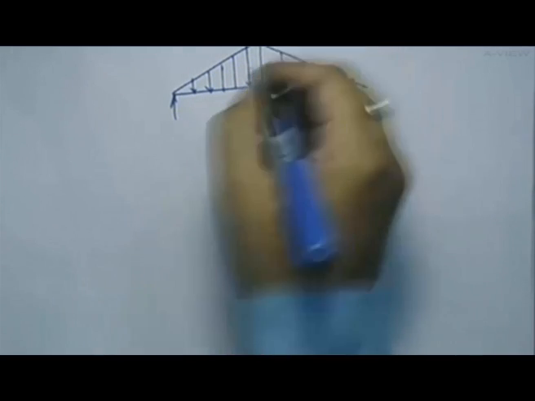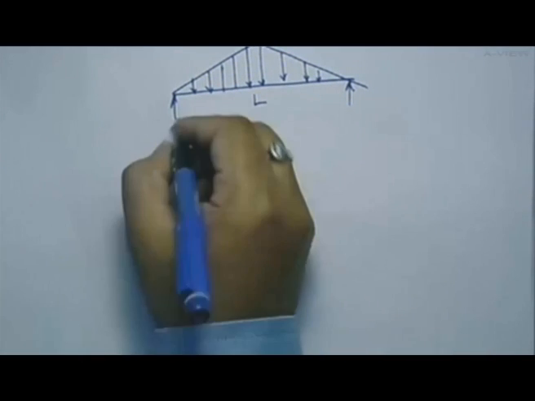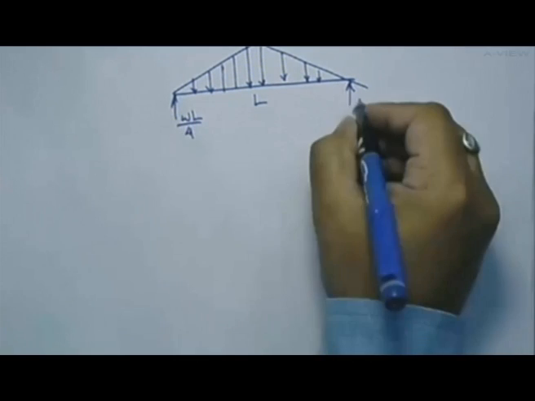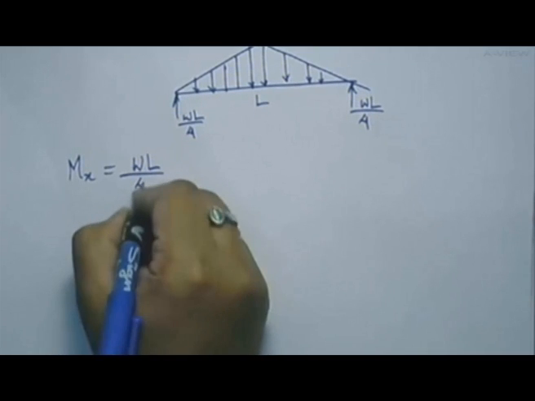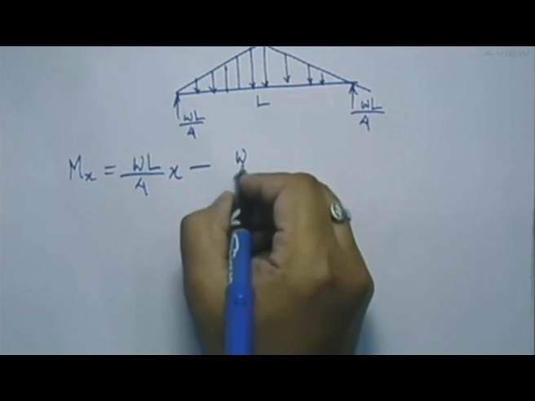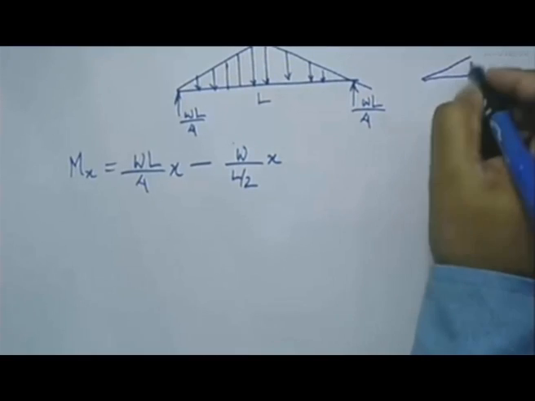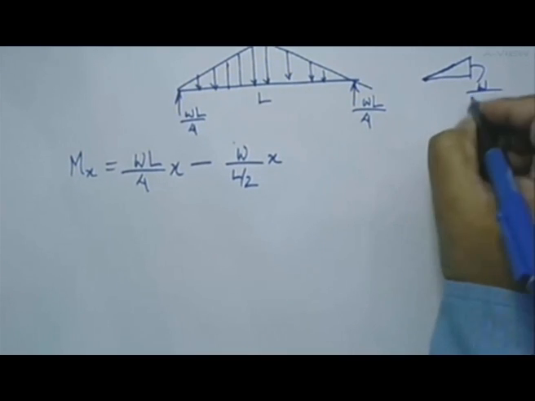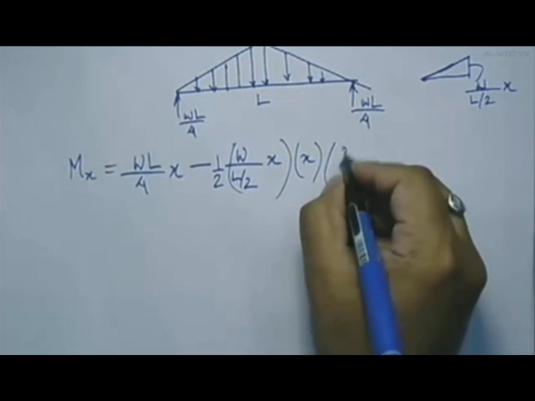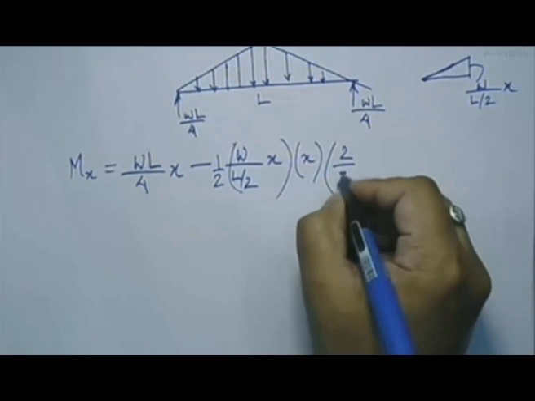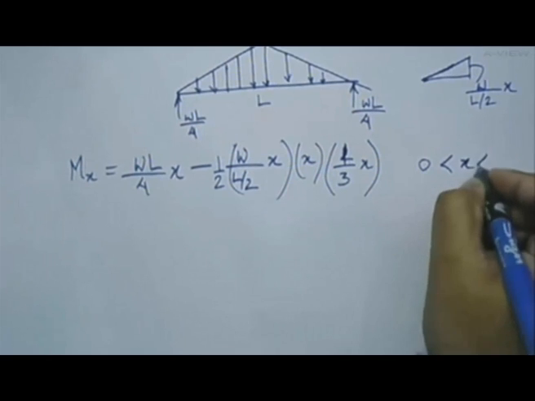First thing you have to do is calculate the reaction. If the length is L, the total load on the beam is half omega times L, so the reaction at each of these supports would be omega L by 4. To write the equation of the moment function, it will be omega L by 4 times x minus omega by L by 2 into x, that is the load intensity at a distance x, times half into x into one third x. This is the equation for x between 0 and L by 2.